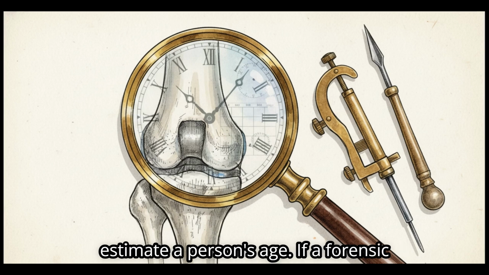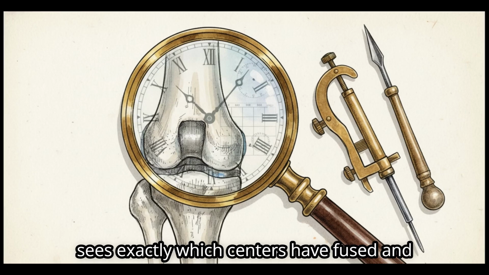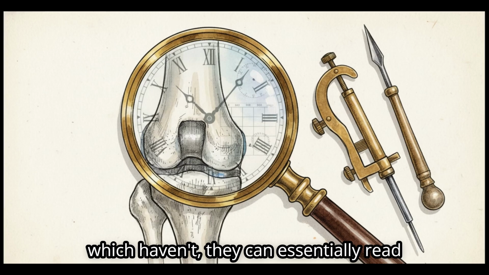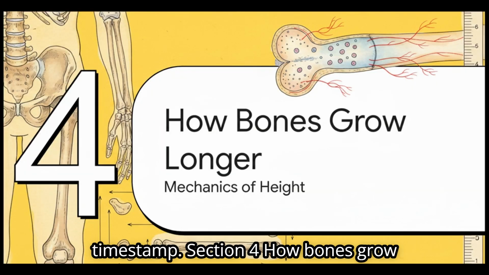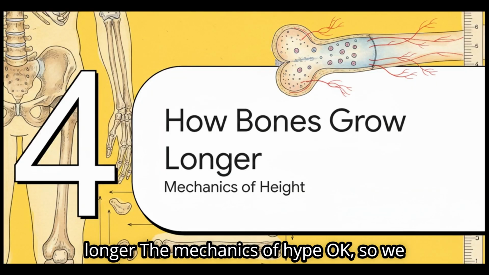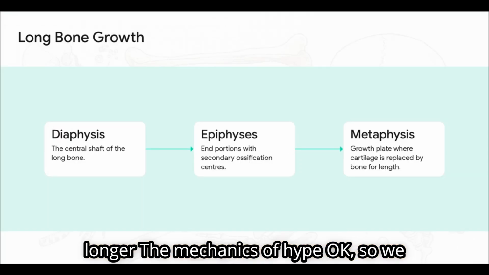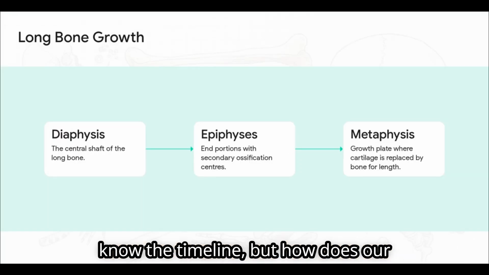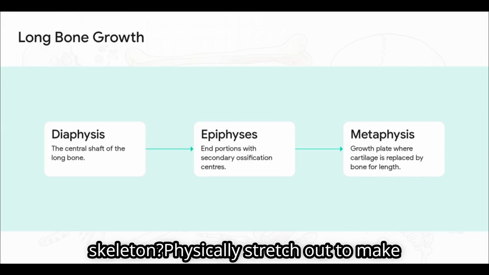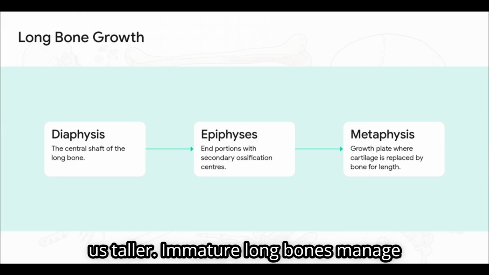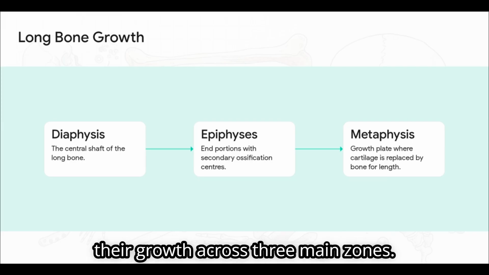If a forensic anthropologist examines a skeleton and sees exactly which centers have fused and which haven't, they can essentially read that skeleton like a biological timestamp. Section 4. How bones grow longer. The mechanics of height. Okay, so we know the timeline, but how does our skeleton physically stretch out to make us taller? Immature long bones manage their growth across 3 main zones.